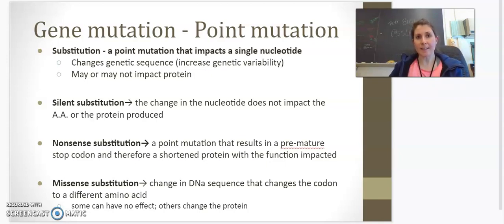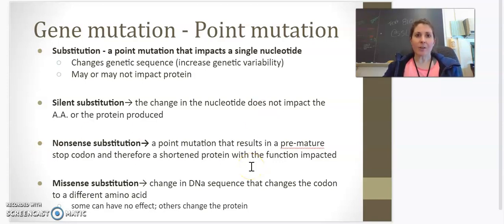We have nonsense substitutions, and this is a point mutation that results in a premature stop codon. So there's some change to the nucleotide sequence that makes a stop codon, like UAG, I think is one of the stop codons. So maybe it did that, so now instead of the protein being 200 amino acids long, it's only 20 amino acids long.